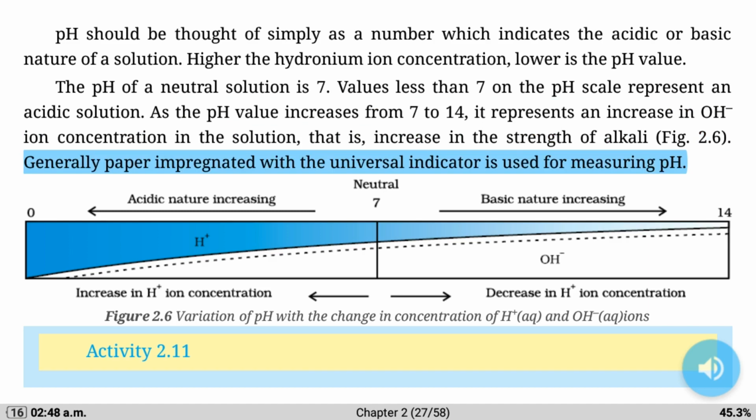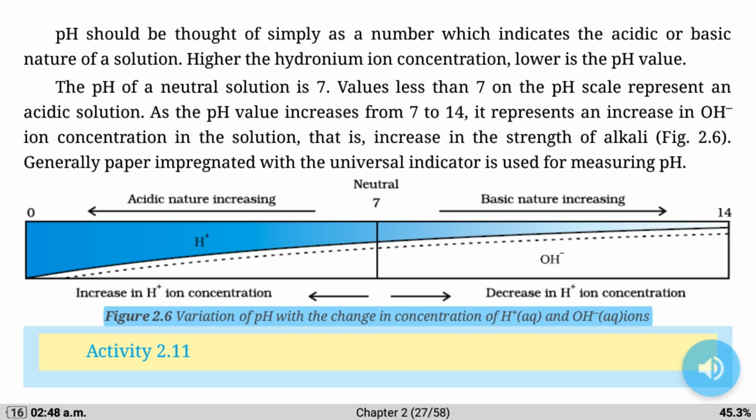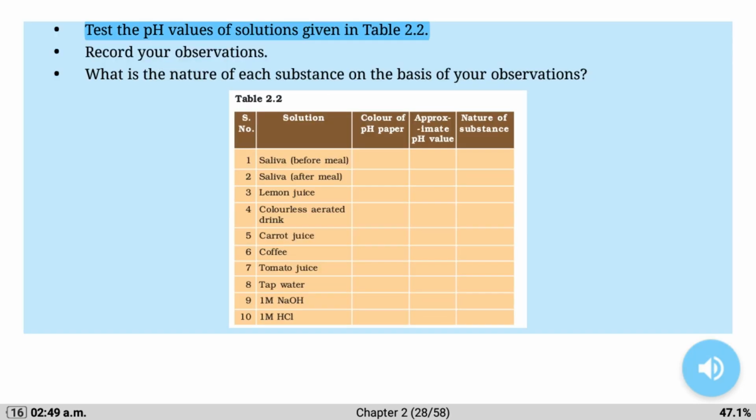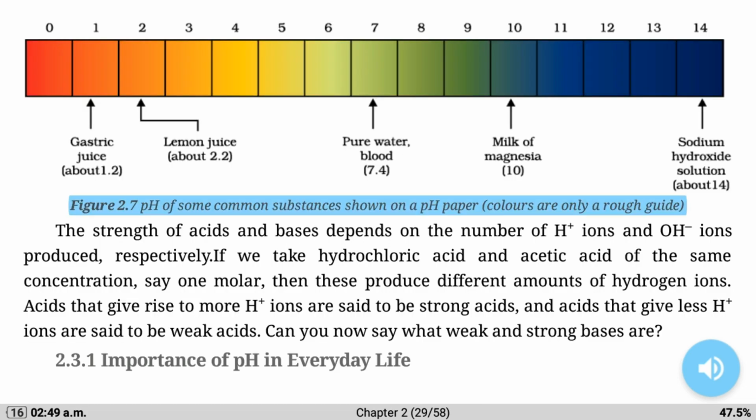Generally, paper impregnated with the universal indicator is used for measuring pH. Figure 2.6. Variation of pH with the change in concentration of H+ and OH- ions. Activity 2.11. Test the pH values of solutions given in table 2.2. Record your observations. What is the nature of each substance on the basis of your observations? Figure 2.7. pH of some common substances shown on a pH paper. Colors are only a rough guide.